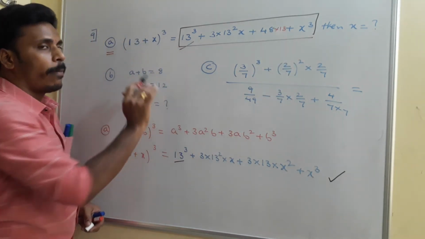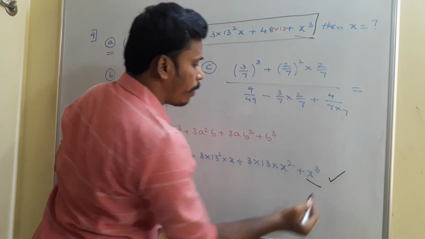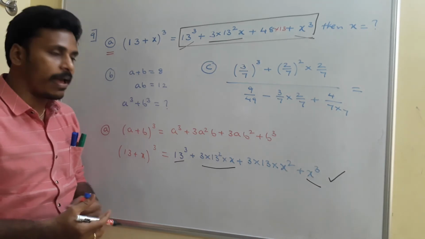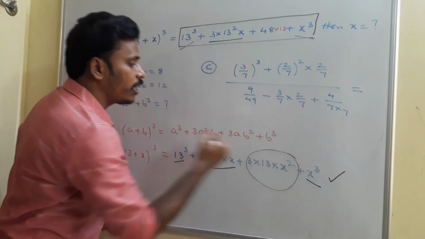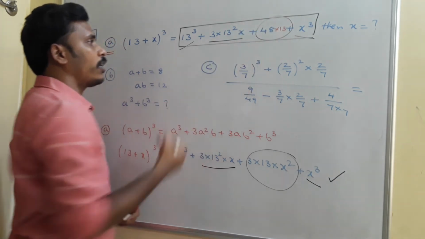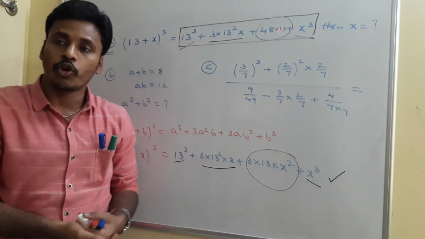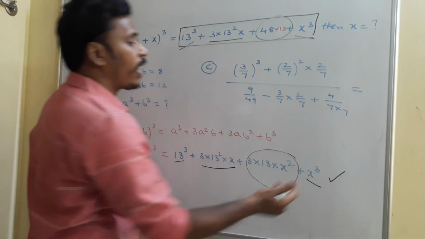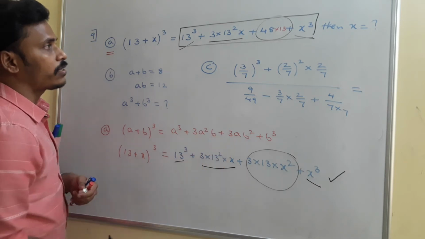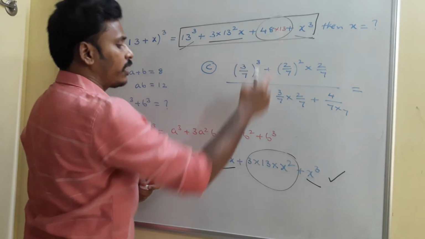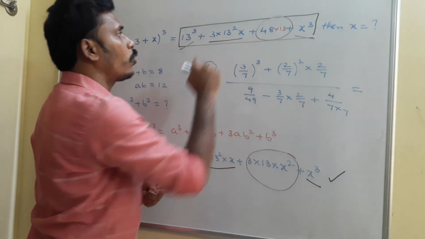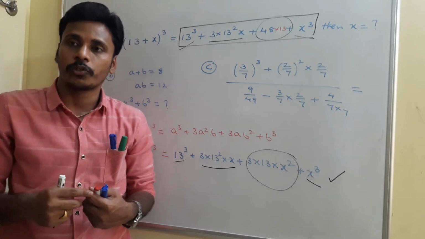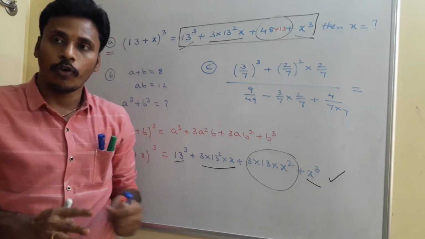13 cube and 13 cube balanced. x cube and x cube balanced. 3 into 13 square x and 3 into 13 square x is again balanced. And you need to think about this 3 into 13 into x square and this 48 into 13. These two are not balanced. You need to equalize those two to get the value of x. So at the end, what do I have to do? If you equalize these two, 13 and 13 will get cancelled. 3x square is equal to 48, then x square is equal to 16 and the value of x is equal to 4. Is it clear?